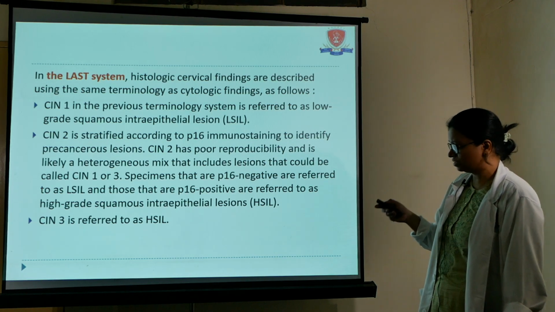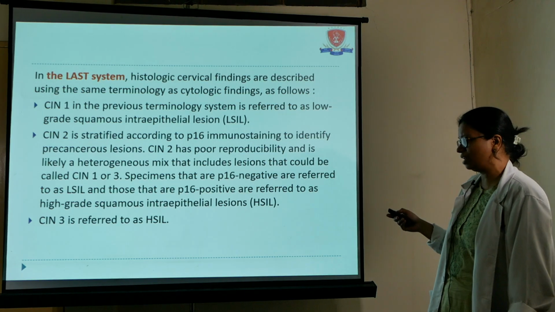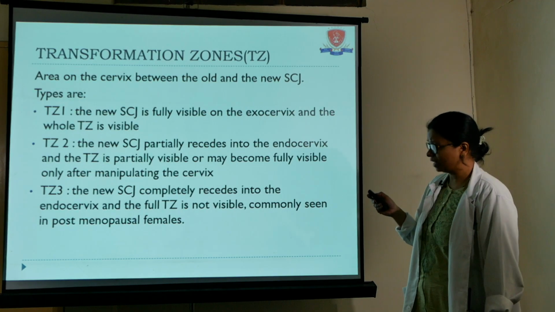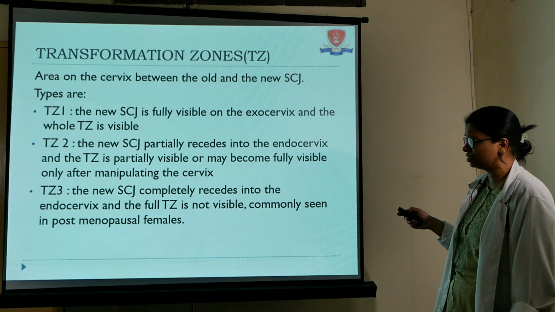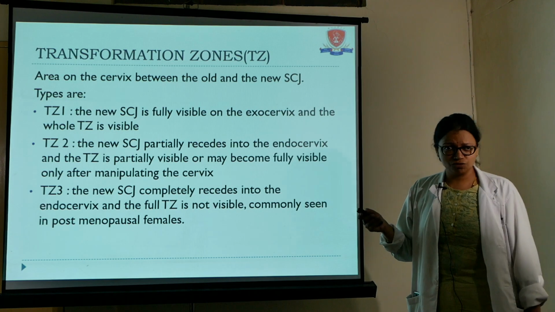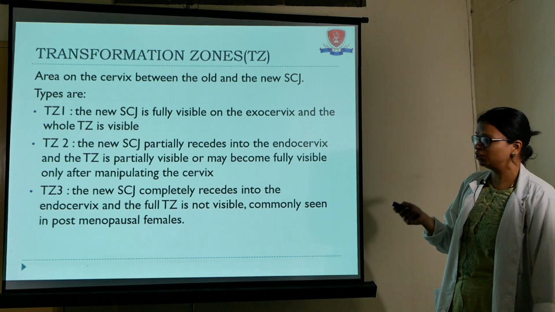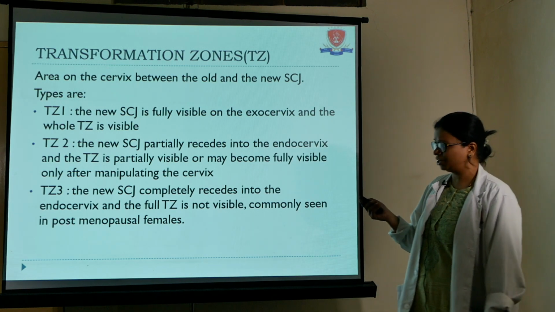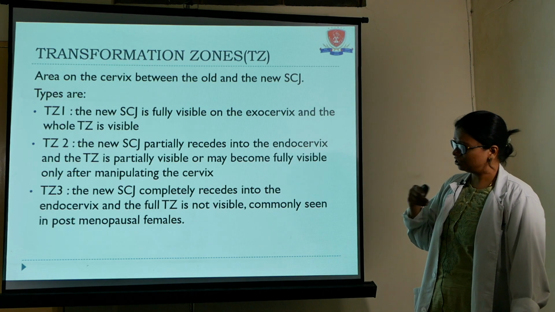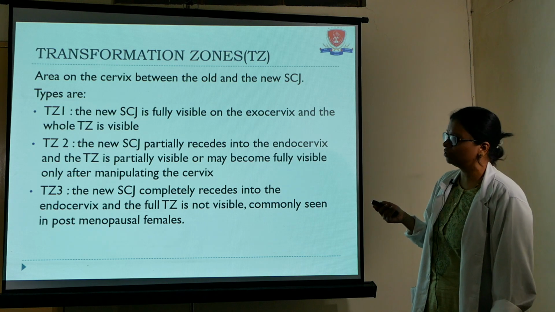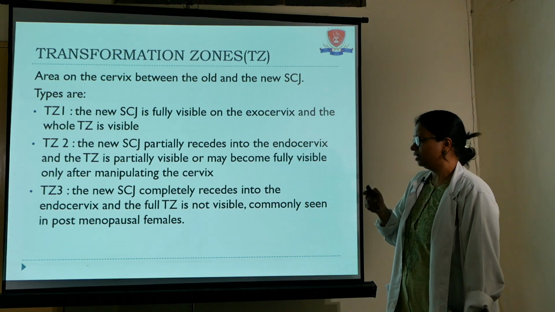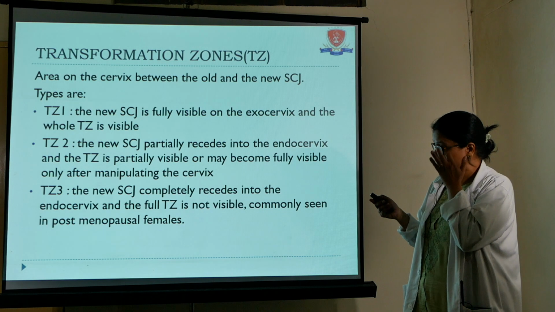So SIN3 is referred to as H-SIL according to the latest terminology. Now, what are the transformation zones? The old squamocolumnar junction, I have already told you, gets shifted because of the growth of the squamous epithelium over the columnar epithelium to another place, which is known as the new squamocolumnar junction. The area in between is known as the transformation zone.